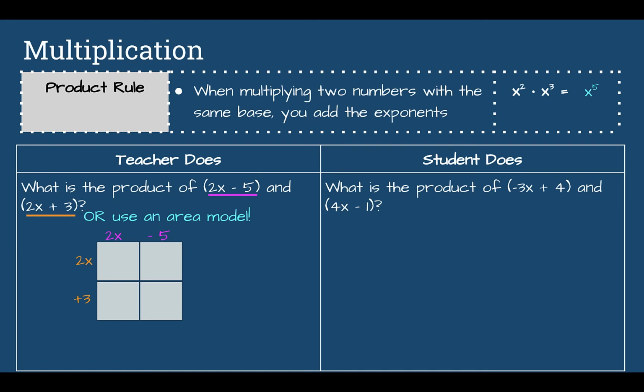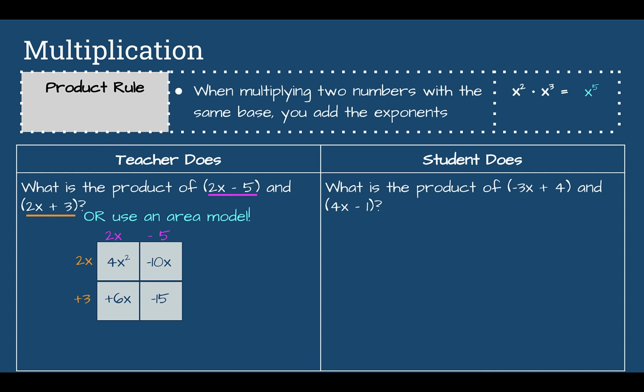For this method, you are just going to multiply what's on the side with what's on the top to fill each box. So 2x times 2x would be 4x to the second power. 2x times negative 5 would be negative 10x. 3 times 2x would be positive 6x. And 3 times negative 5 is negative 15.